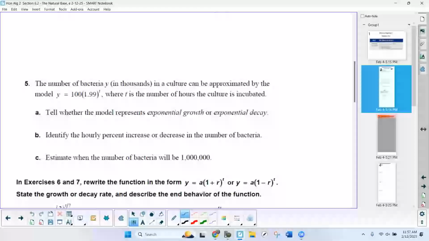99%. Now remember, because you had to think of this as 100 times 1 plus 0.99 to the t. So what percent would that be? 99%. Okay. Now, where you guys ran into trouble, some of you, I had some questions, it was on C.